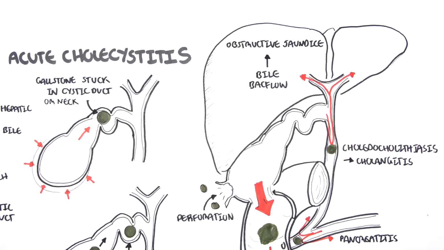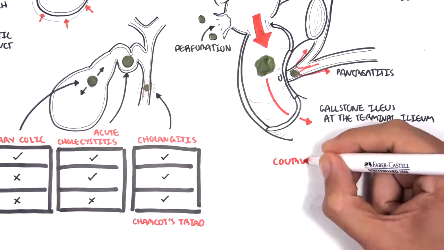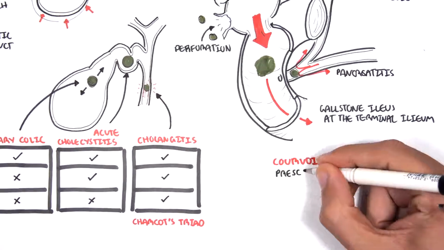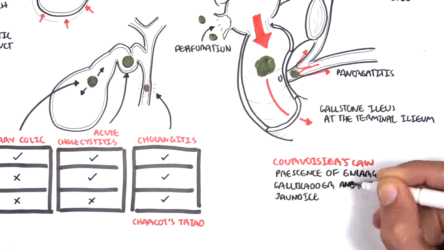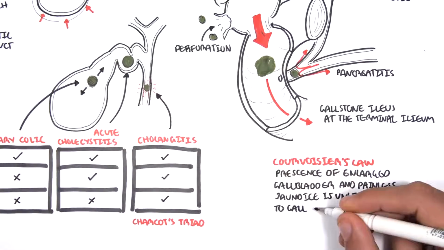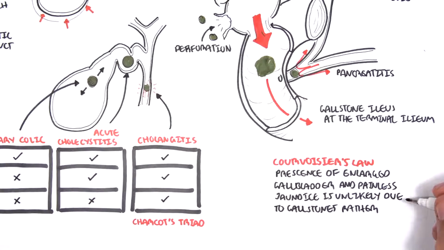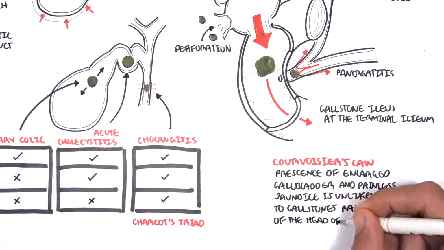On a side note, there's something called Courvoisier's law. Courvoisier's law essentially says that the presence of an enlarged gallbladder with jaundice is unlikely due to gallstones, but rather carcinoma of the head of the pancreas.